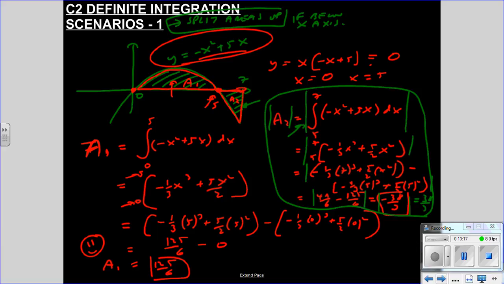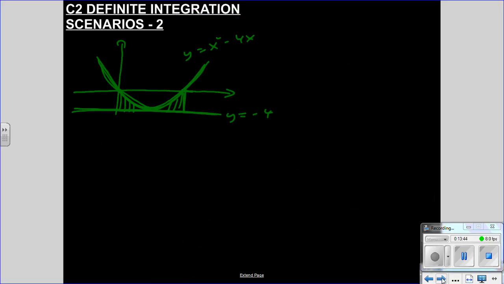In other words, if you do the modulus of this thing, the absolute value, the maths treats your area as it being up here, okay? And therefore you can add the two together. So therefore total area is 38 over 3 plus 125 over 6. So 38 over 3 plus 125 divided by 6. So 67 over 2, okay? Let's try again. So that was scenario 1.